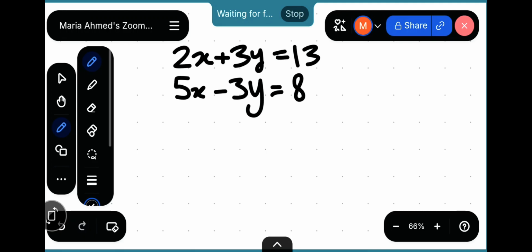Today we are going to learn how to solve simultaneous equations through the elimination method. Okay, first of all, whenever you see a set of simultaneous equations, the first thing in your mind should be that you need to solve it in order to find the value of x and y.